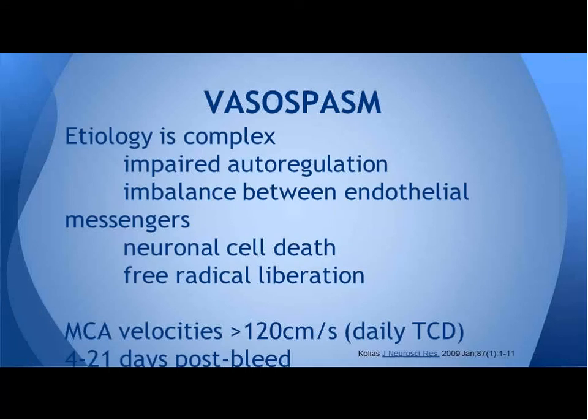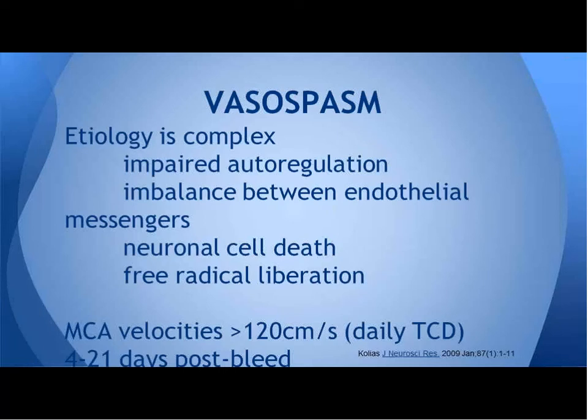One person has a large clot burden, and another person has a large clot burden, and they don't have vasospasm. It seems to be very clearly that it's an impaired autoregulation. There's an imbalance between endothelial messengers, neuronal cell death, and free radical liberation. But patients can have all of these present and still have no vasospasm, or a severe degree of vasospasm with very little imbalance in the endothelial messengers.